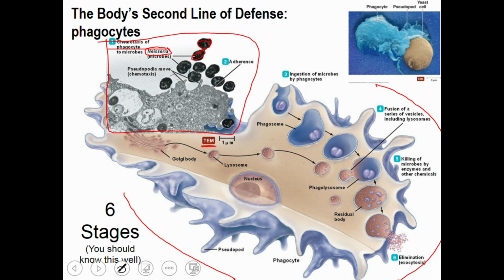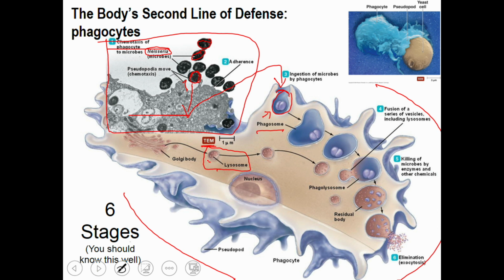What happens then is these pseudopods will grab this particular cell right here and take it into the cell. That's what we're seeing right there. So the phagocyte has ingested the microbe. Then it seals off this area, so it encapsulates it, and that's called a phagosome. Now, also in the cell are these lysosomes. Lysosomes are internal structures that secrete from the Golgi body, and they've got a lot of enzymes inside of them.